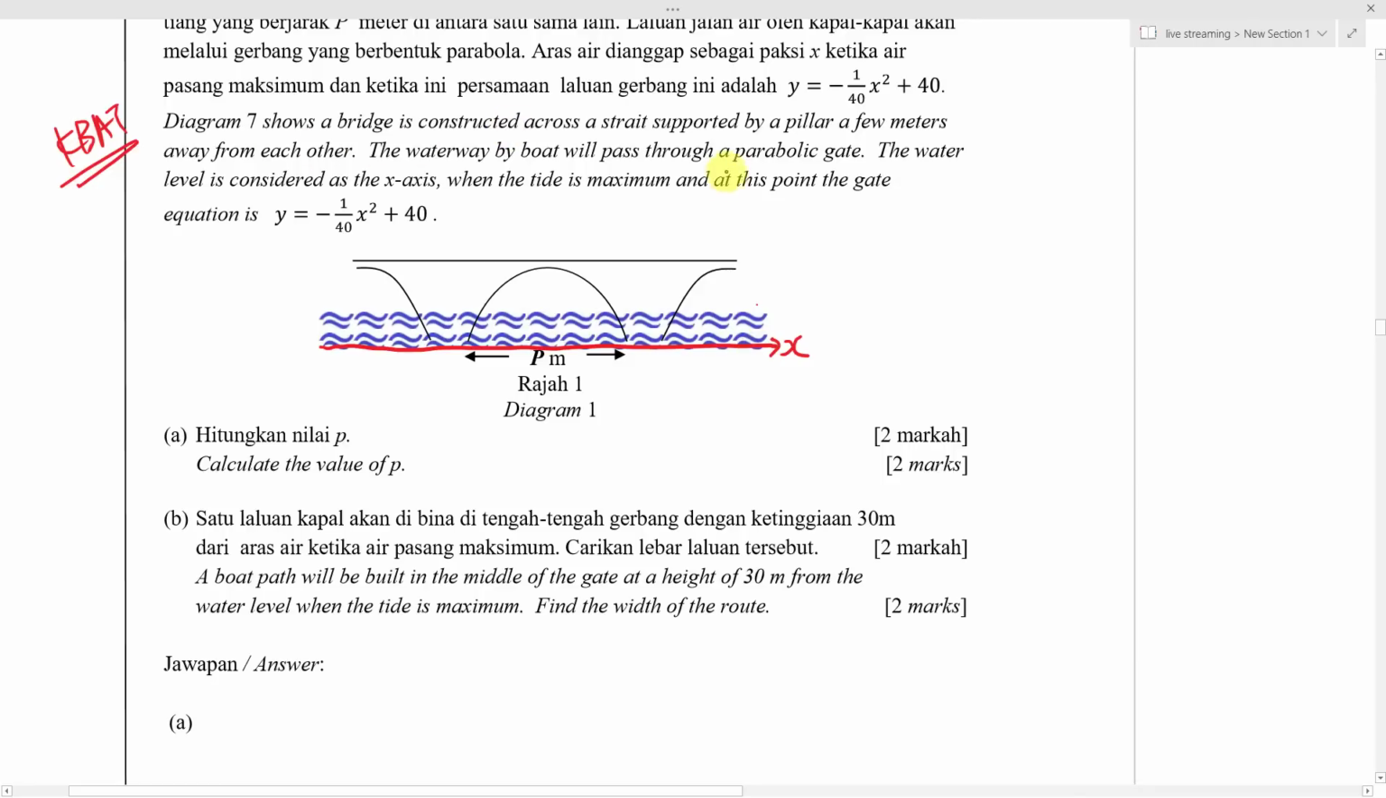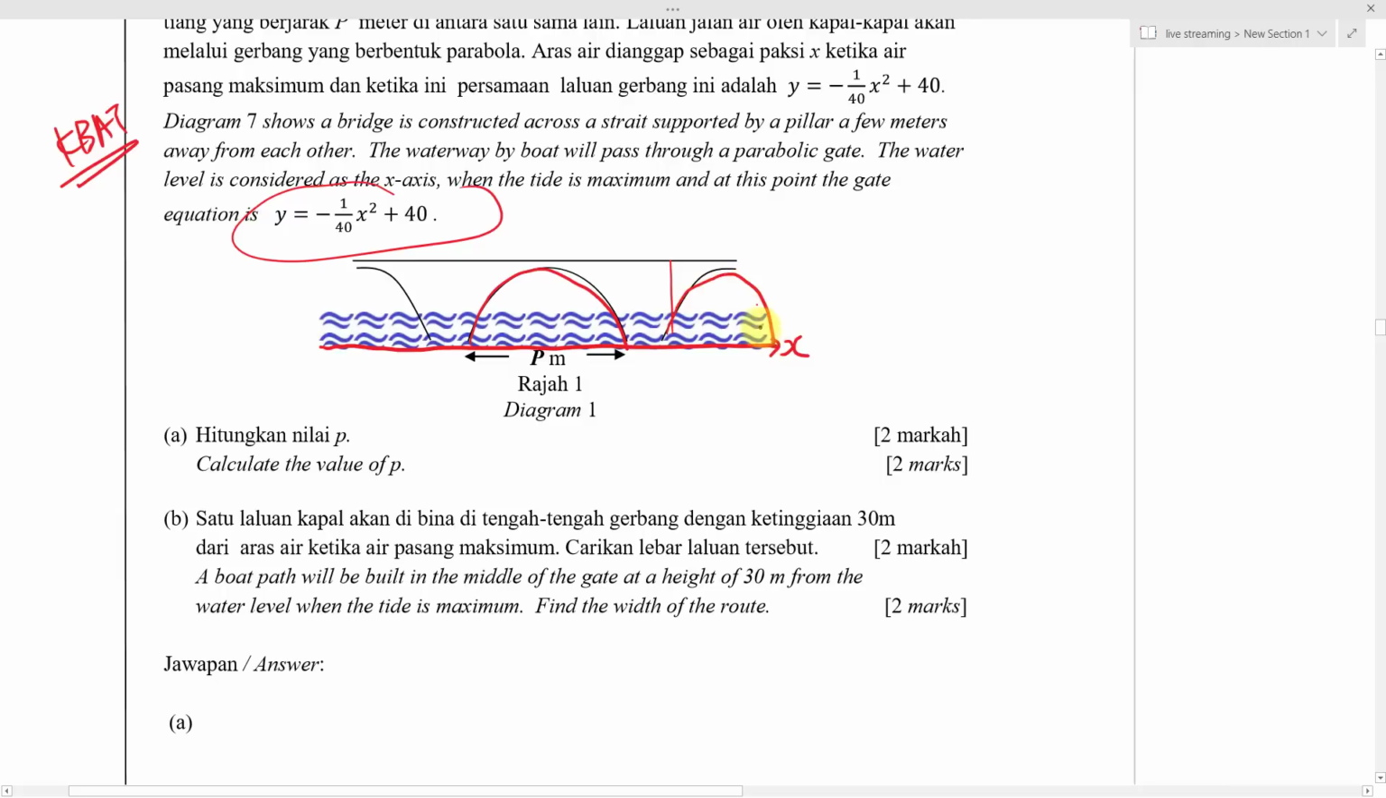Alright, diagram 7 actually shows a bridge constructed across a street, supported by pillars a few meters away from each other. So here is the pillar, if you couldn't see it. The waterway for the boat will pass through parabolic gates. So the water level is considered as the x-axis when the tide is maximum, and at this point, the gate equation is this one. Basically this equation is for this gate. It's not for the whole thing.